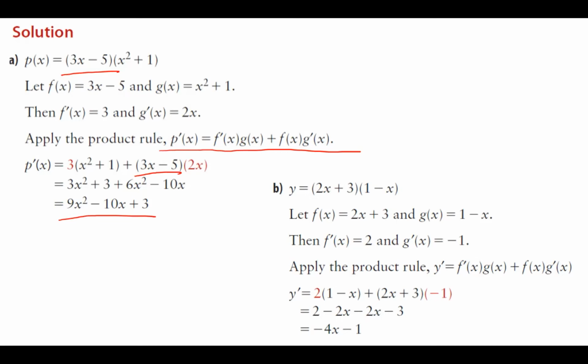Second question, again, use the same method. The derivative of y with respect to x equals the derivative of the first function f(x) times the second function plus the first function f(x) times the derivative of the second function g(x). Therefore, that equals 2 times (1 minus x) plus (2x plus 3) times -1. Then expand and simplify. Final answer is -4x minus 1. Any questions?